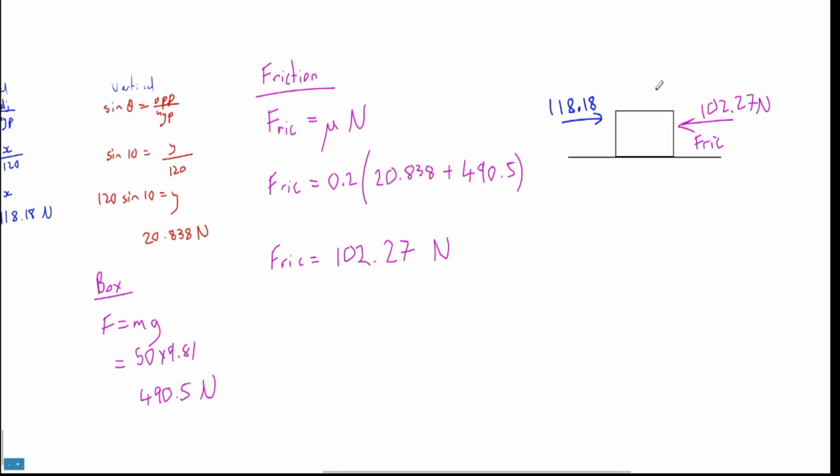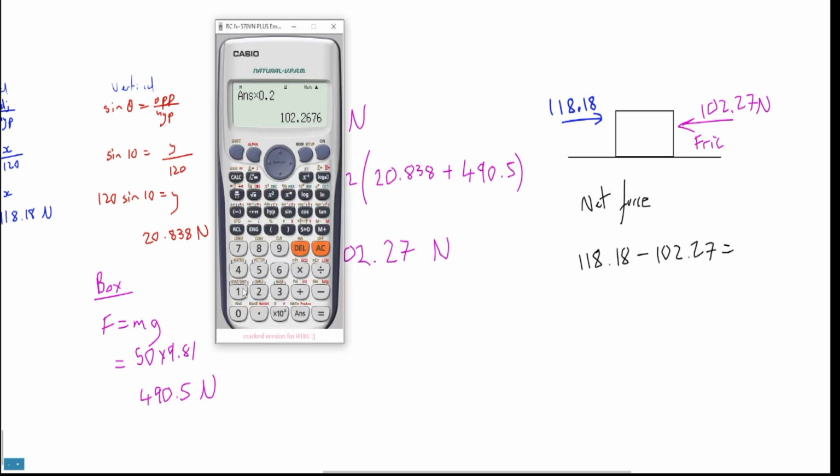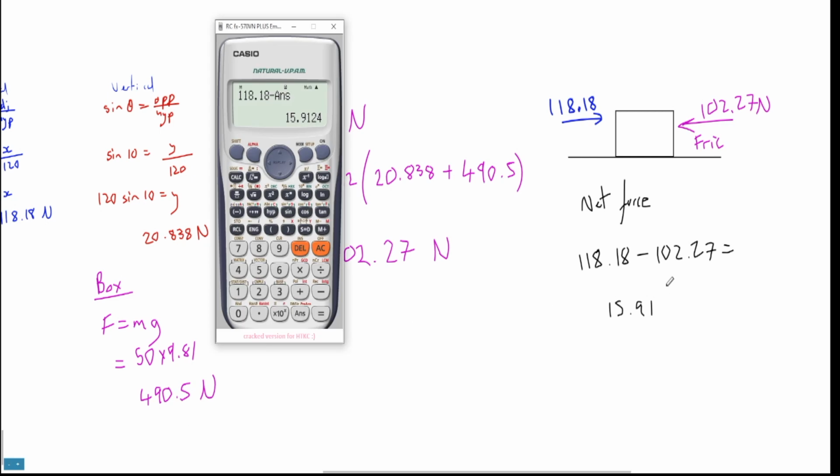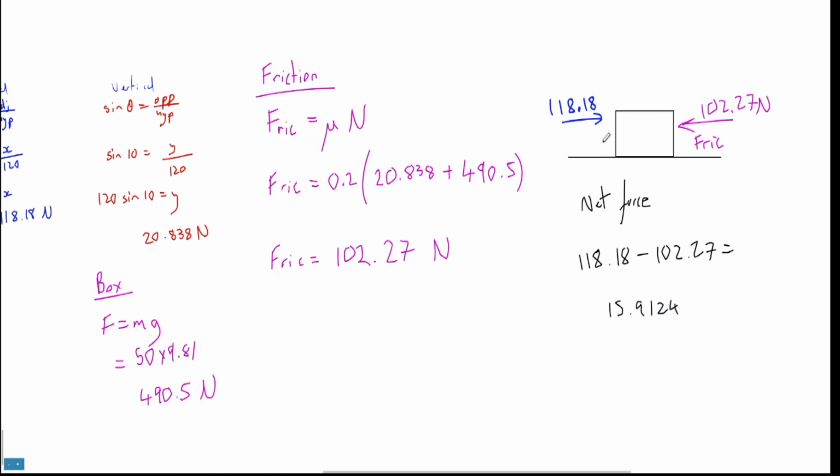This is all we care about right now. We want to know what is the resultant force of this. We can look at the resultant force, or the net force, in the horizontal. It is going to be the 118.18 minus the 102.27 pushing it back. Let's see, 118.18 minus this is 15.91. 15.9124. This is what's left over of the horizontal force, and this is going to contribute towards acceleration.